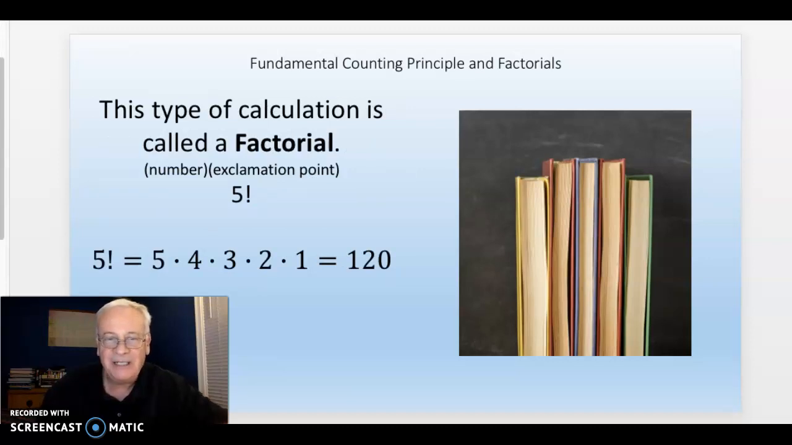Guys, this type of calculation is called a factorial. This is how we write it: 5 with an exclamation point. That means 5 factorial. And what does that mean? It means take 5 times 4 times 3 times 2 times 1. We do that a lot, because we're not replacing. These are dependent events. You take one out, there's only 4 left. You take another one out, there's only 3 left. And that happens a lot.